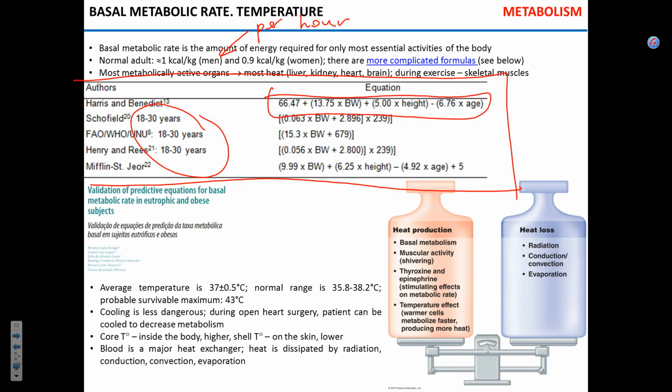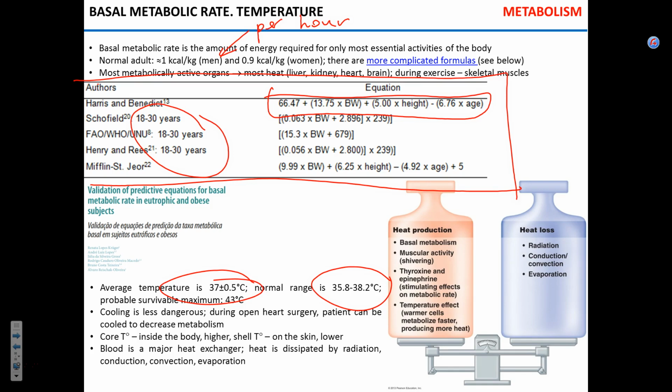We have two temperatures. We have core temperature and shell temperature, right? So shell temperature is the temperature on the surface. It can be as low as 22 degrees Celsius and you're still fine. Core temperature is pretty standard. It's about 37. Normal range is shown here. So you can have a temperature of 38.2 Celsius, which is something like 101, I don't remember exactly in Fahrenheit, and you're still not sick. Is that understood? Anything out of this range is abnormal.